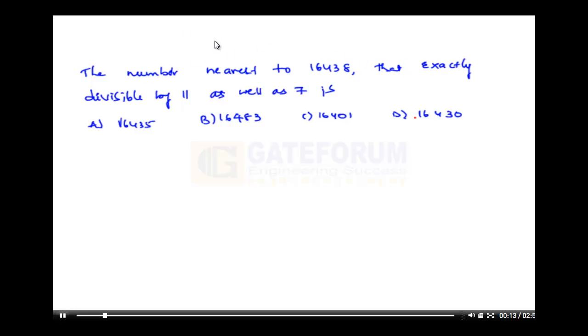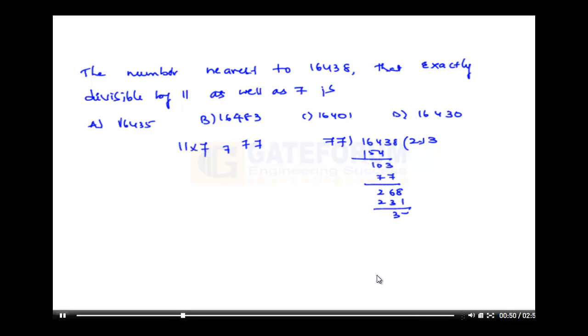Now the number which is divisible by 11 and 7 will automatically be divisible by 11 into 7, nothing but 77. So if you are dividing the number 16438, then we will get here 77 twos are 154, then 77 ones are 77, and the remainder is 268. It goes 3 times, that is 231, and the remainder is going to be 37 now.